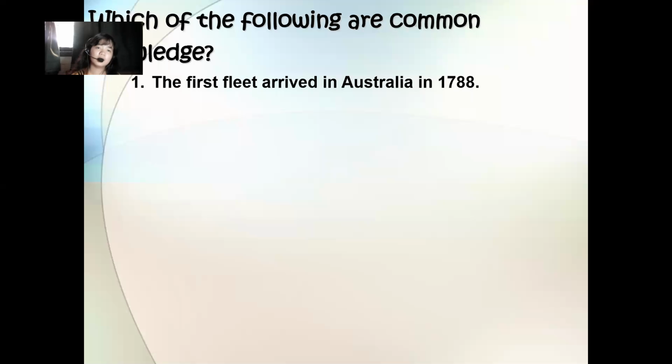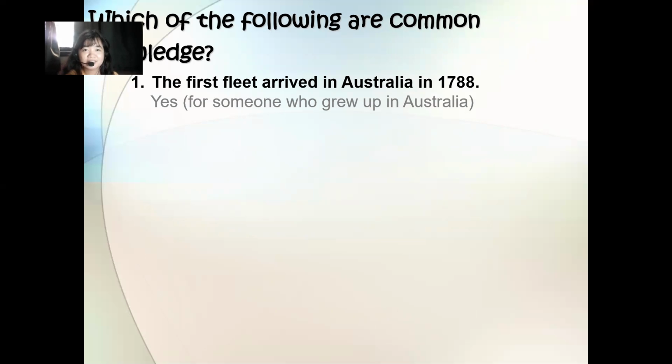Okay, number one. The first fleet arrived in Australia in 1788. Is this common knowledge? Okay, so if you are living in Australia, that is part of your history, then probably yes, that would be common knowledge for you. But if you are living in the Philippines, [bata kabaluan ng kanusa naabot ang first fleet], no? So, that is not common knowledge.